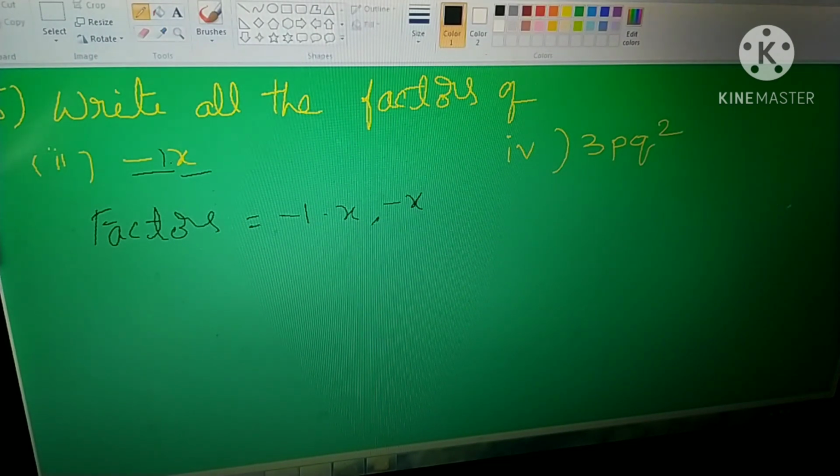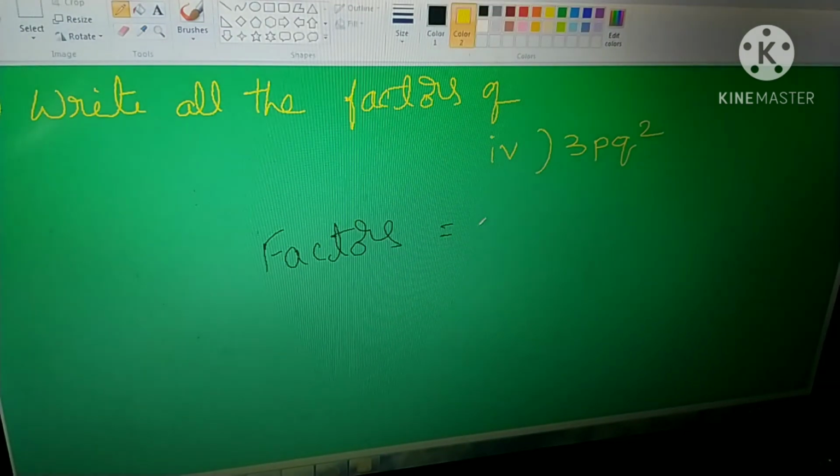You know, if any number 3 is there, 1 is also a factor of this one, right? 1 into 3 equal to 3. You get this one, right? So 1 is also a factor. Likewise, here also minus 1 is one factor. After that x is one factor. After that minus x is also one factor. Understood? Understood how to write factors? Now see the next one.